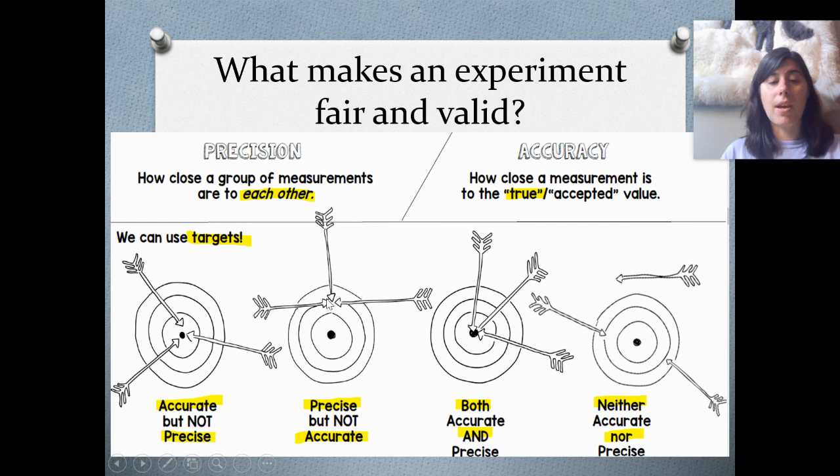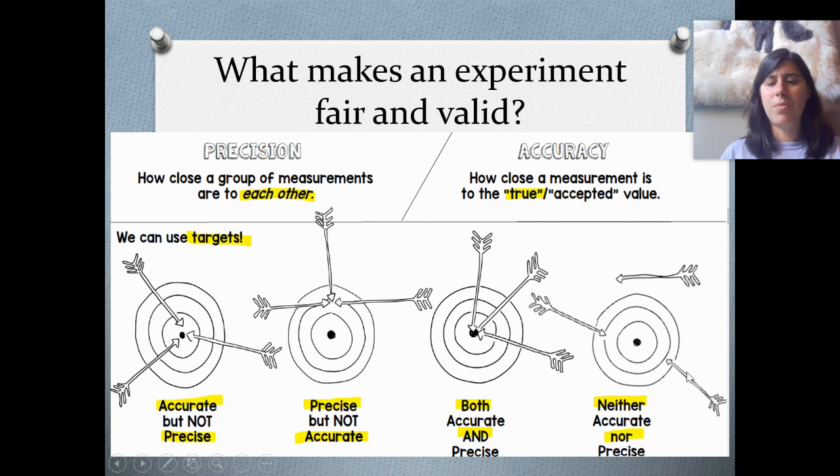In the second diagram, all three arrows are hitting the same spot. We're precise, but we're not in the middle, so we're not accurate. In this third one, all three arrows are in the exact same spot and they're all in the bullseye. We're both accurate and precise.